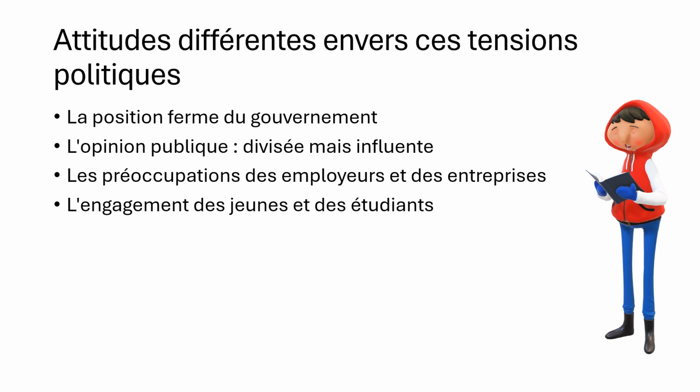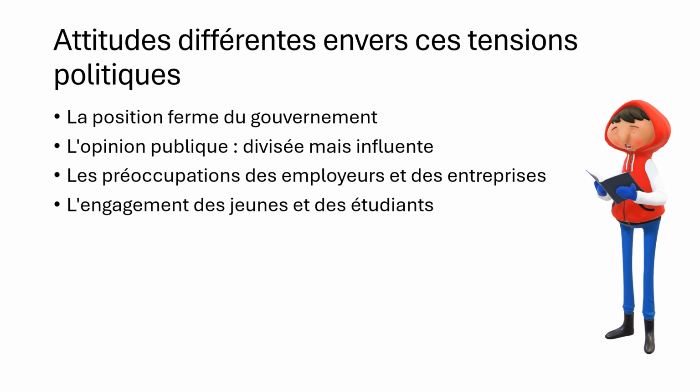Public opinion, divided but influential. Many French people support protests, especially against unpopular policies. For example, in 2018, the Gilets jaunes, or Yellow Jacket movement, gained broad support due to frustration over fuel prices, taxes, and economic inequality. However, in some cases, prolonged strikes, such as public transport strikes, can turn public opinion against protesters.